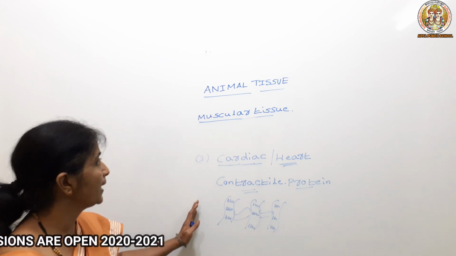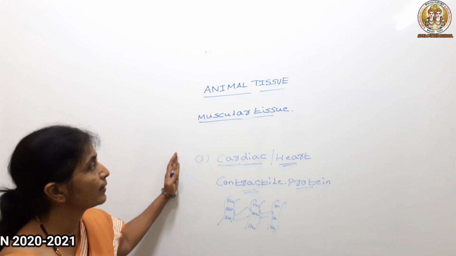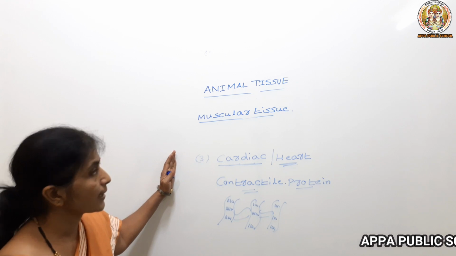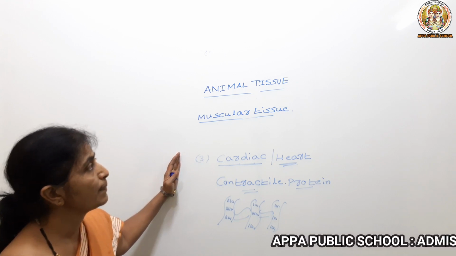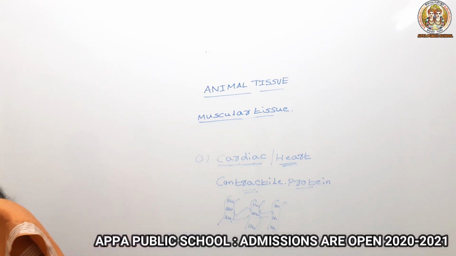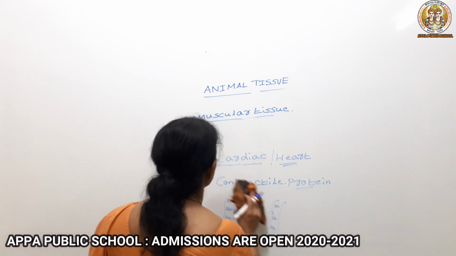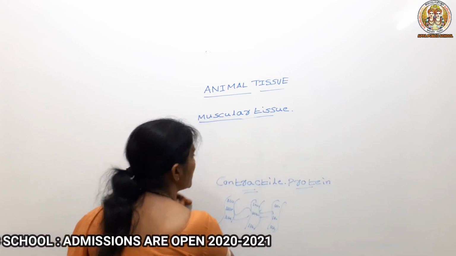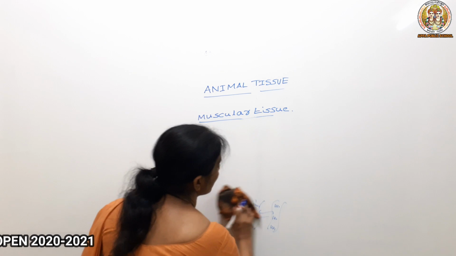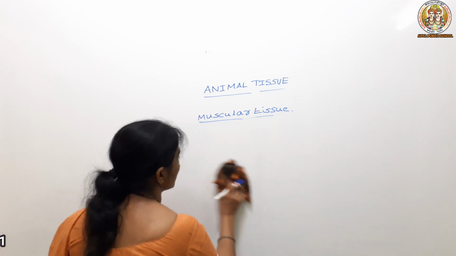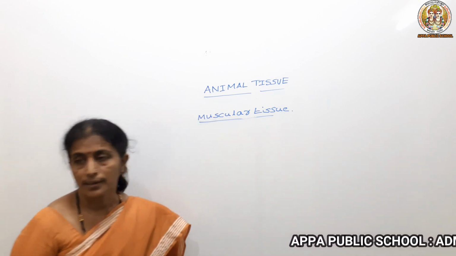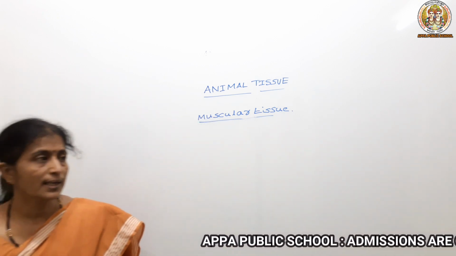So this is about the three types of muscular tissue: the striated or striped or voluntary muscular tissue, the second one is smooth muscular tissue or involuntary muscular tissue, and the third one is cardiac, which is also involuntary because the heartbeat we cannot control. That's why the cardiac muscular tissue also comes under involuntary muscular tissue.